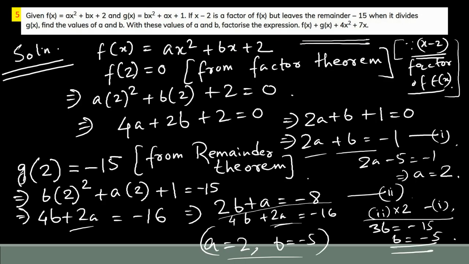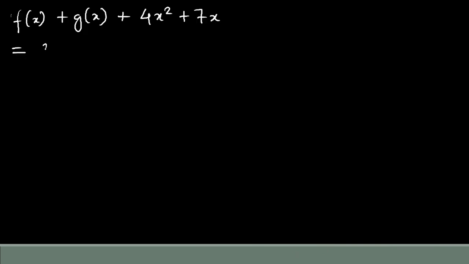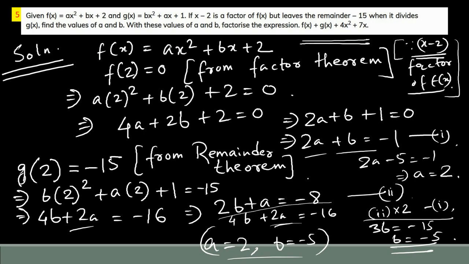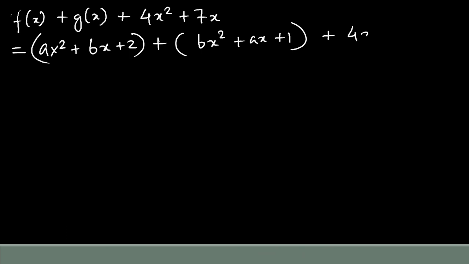So what is f(x)? f(x) was ax square plus bx plus 2. What was g(x)? g(x) was bx square plus ax plus 1. And then we write 4x square plus 7x. And a we got as 2 and b we got as minus 5. So we can write 2x square minus 5x, substituting a and b value, right?